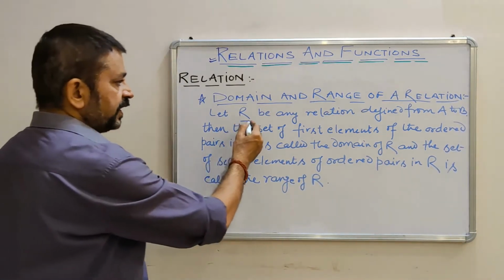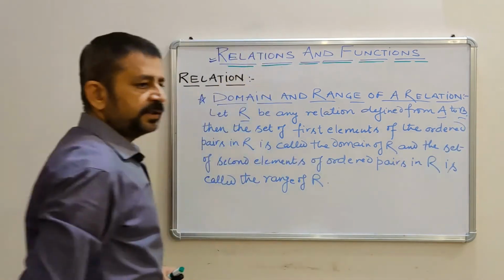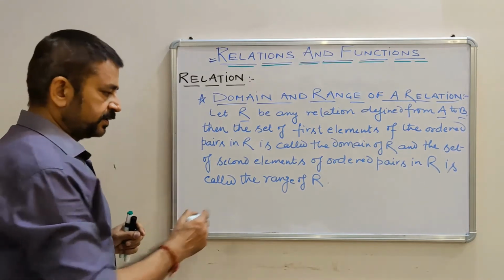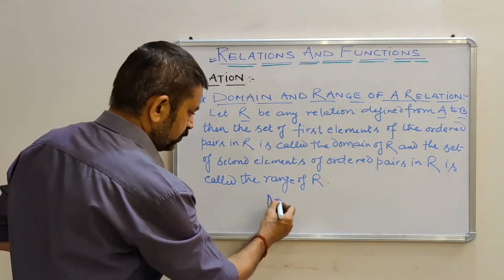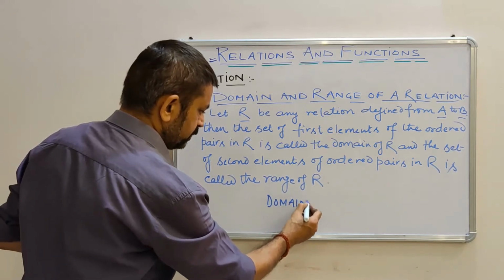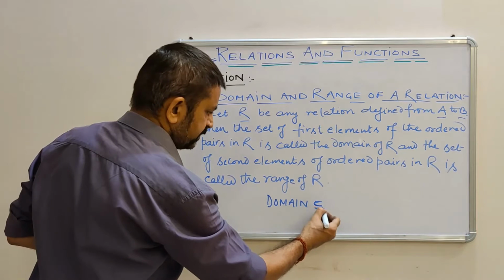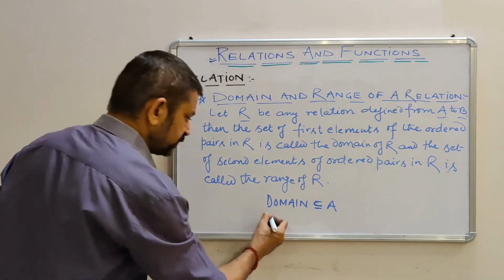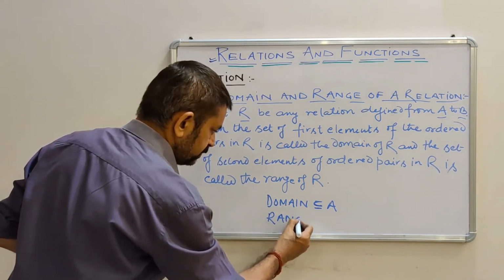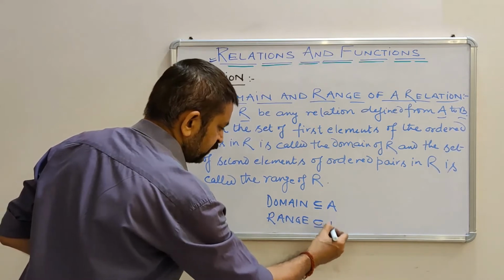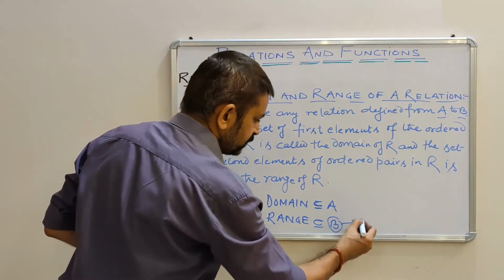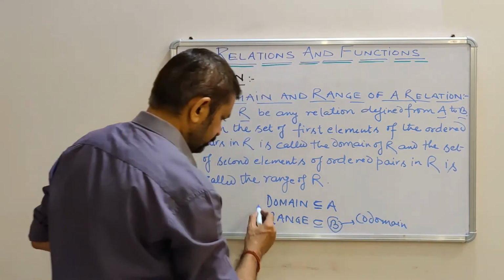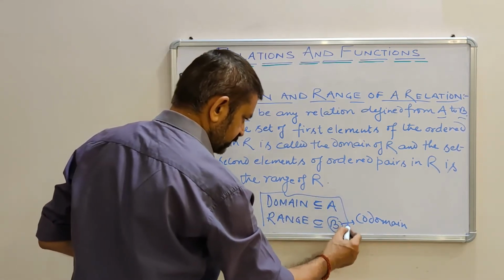So as our relation R is defined from set A to set B, and domain is the set of all first elements in R, domain is a subset of A, and range is coming from set B. So range is a subset of B. This set B is also known as codomain. Okay, just remember this name. So these results are very important.